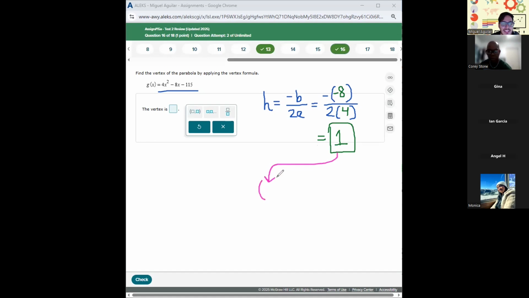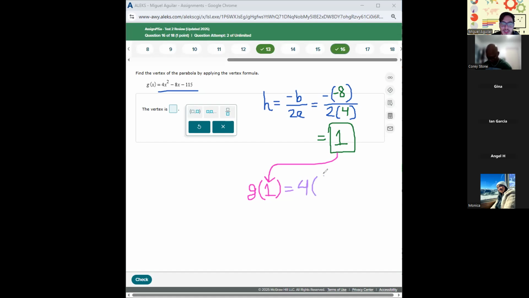We're going to plug that into the function, right? So they're calling this function g of x. Doesn't matter what we call it. But now, what am I going to write over here in purple? Not x. What's the original equation? 4x squared minus 8x. So it's 4x squared.